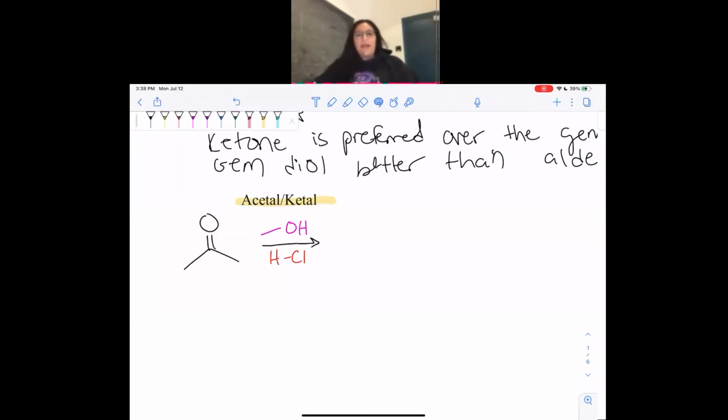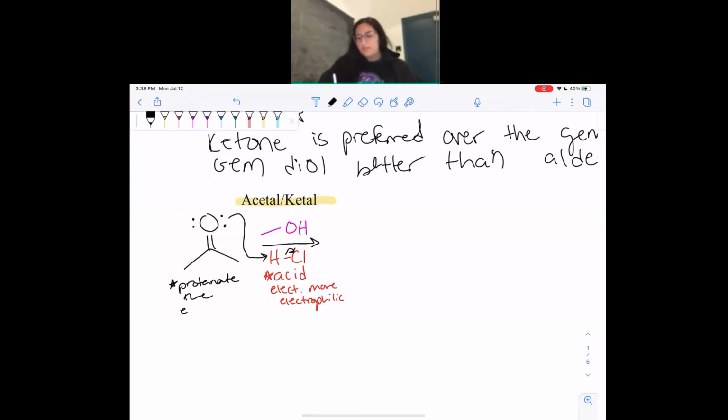So, we have an acid catalyst, right? So the acid catalyst does what? It makes the electrophile more electrophilic. Super duper. And so the way we do that is by protonating. So we're going to protonate the carbonyl, protonate the electrophile. And so we get a plus charge.